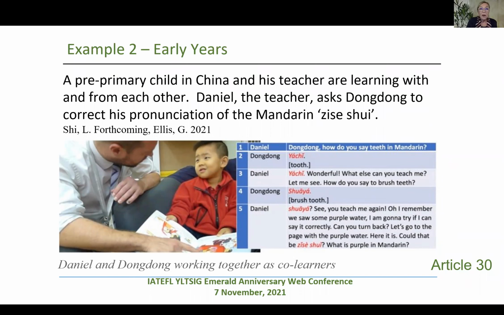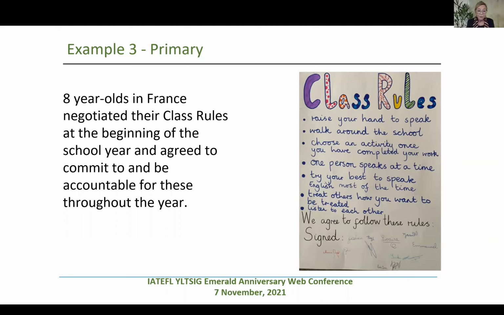So moving on, example 3 from primary. 8-year-olds in France negotiated their class rules at the beginning of the school year and agreed to commit to and be accountable for these throughout the year. Now, this example shows, any ideas? Any ideas if you know which article that demonstrates?